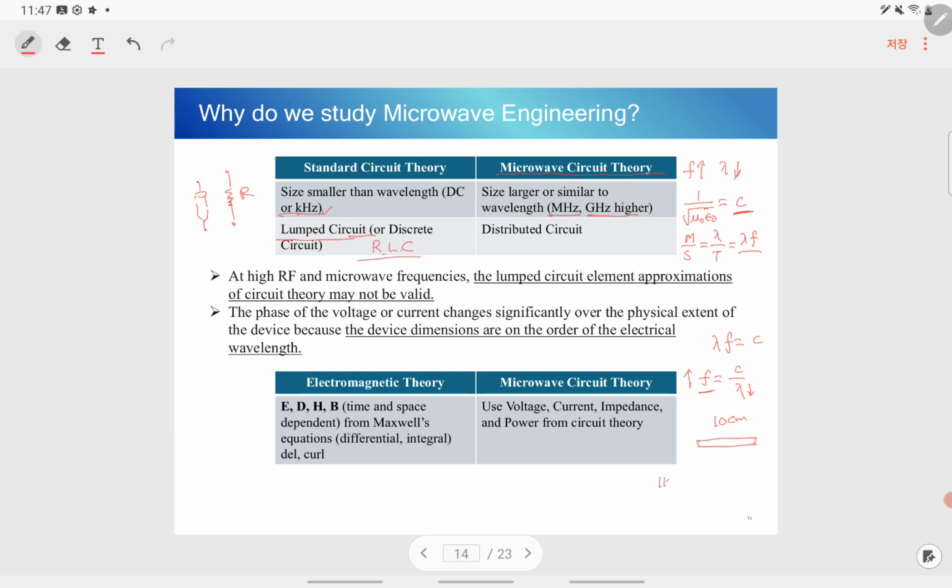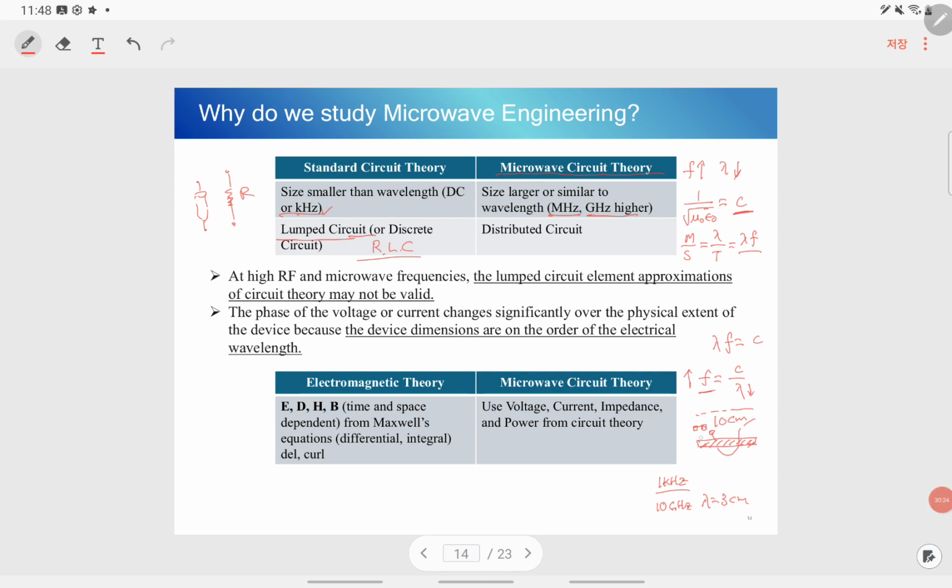If we have some 10 centimeter wire, and we have kilohertz, the wavelength is about a kilometer. So if we excite some AC signal, it will be almost stable. But if we use maybe a 10 gigahertz signal, the wavelength is about 3 centimeter. So it will change abruptly along this 10 centimeter wire. Each point has a different voltage and current.